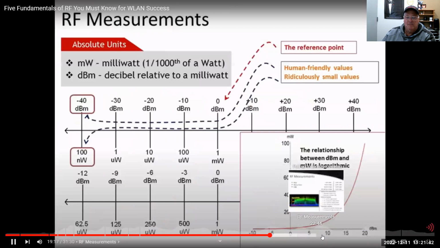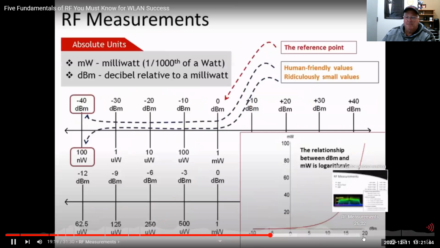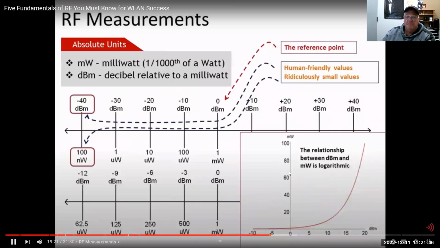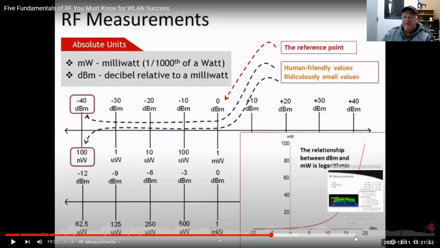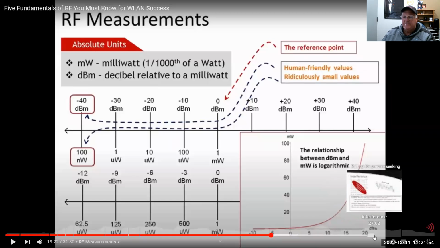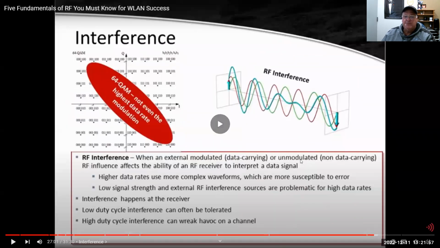The next of the 5 fundamentals of RF you must know, the third, is RF measurements. So we need to know how we look. So this next part goes to the measurement. It's very geeky and technical, so that's fine. And then this video ends with the section on interference as well. Again, the constellation chart. Let me pause.